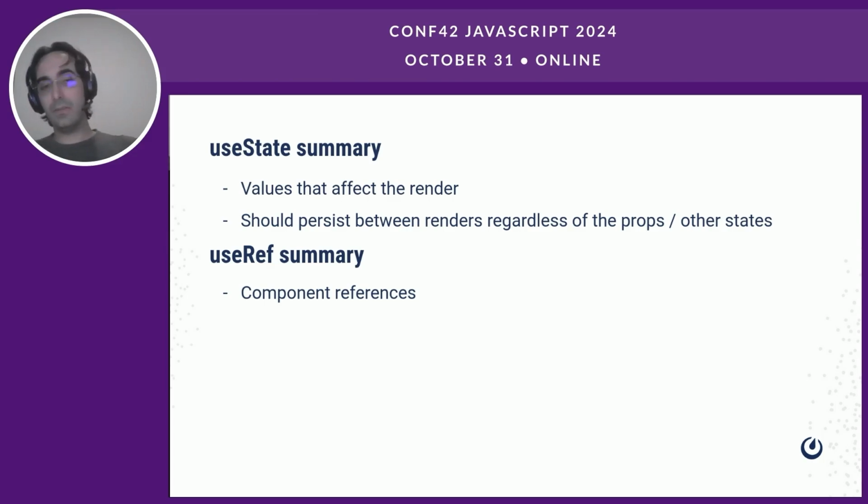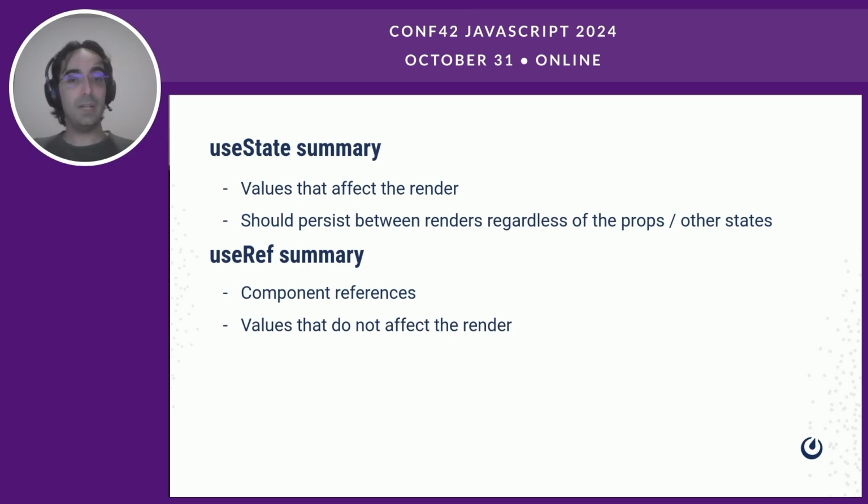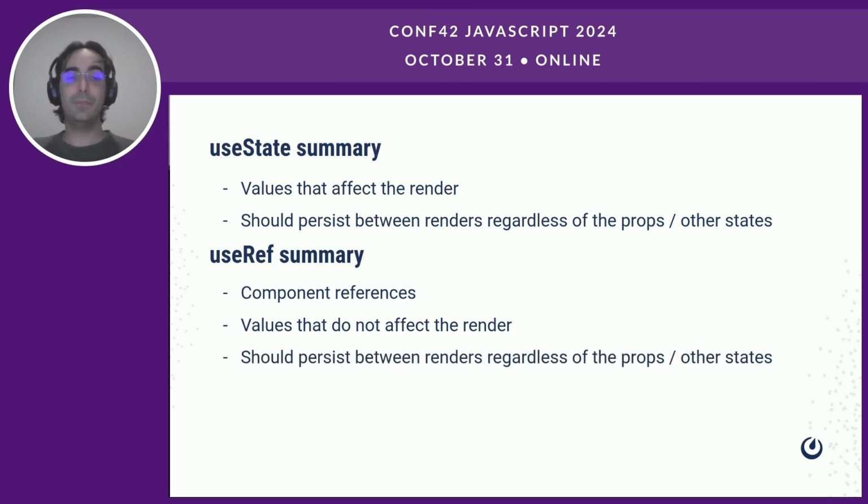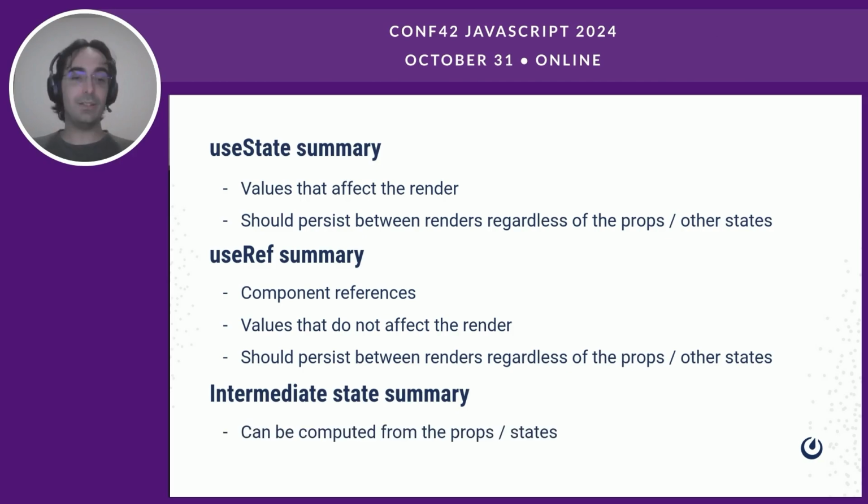That is a completely different thing. And also values that do not affect the render. Again, that should persist between renders of the props or the states. And finally, the intermediate state. Intermediate state should be everything that can be computed from props or other states. If it can be computed, use intermediate states. Don't use state because it just adds re-renders. Don't use ref because it adds unneeded boilerplate.